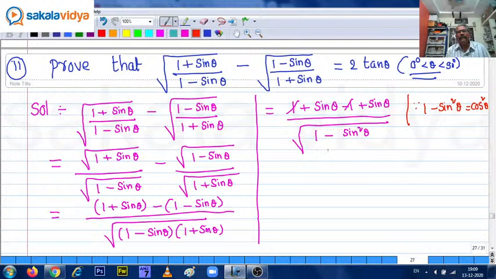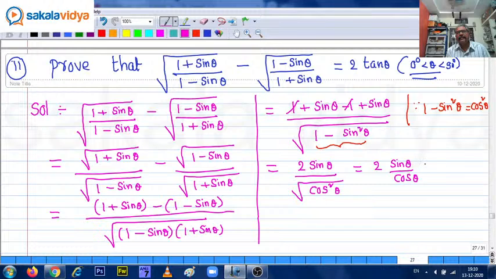That means in the place of 1 minus sine square theta, replace cos square theta. So this can be written as sine theta plus sine theta, 2 sine theta upon root of cos square theta. So we have 2 times sine theta upon cos theta. Sine theta by cos theta is tan theta. So 2 tan theta. This equals RHS. Hence, it is proved.